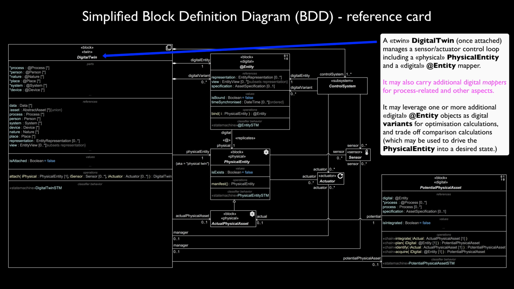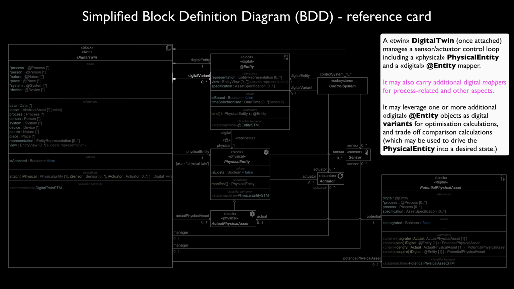In the Webel Twin Pattern, a mere virtual encapsulation or representation of some kind of real-world process, organization, or system, such as a financial system, is not necessarily a digital twin. A digital twin may leverage one or more additional digital entity mapper objects as digital variants for optimization calculations and trade-off comparison calculations, which may then be used to drive the physical entity into a desired state.